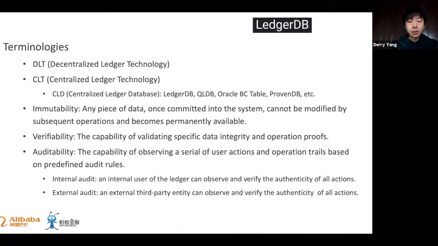Next, we have to differentiate immutability from tamper resistance. Immutability is a characteristic, a rule, but tamper resistance is a systematic capability. Auditability is a series of verifications based on predefined rules. Internal audit ensures that an internal user of the ledger can observe and verify the authenticity of all actions conducted by all other distrusted users. For example, a traditional audit table in a DBMS can satisfy an internal audit because the DBA can audit all users' historical log trails. An external audit is for an external third party to observe and verify the authenticity of all actions. So a traditional audit table doesn't satisfy this request. A third party can't trust the audit log because the DBA can tamper with data.